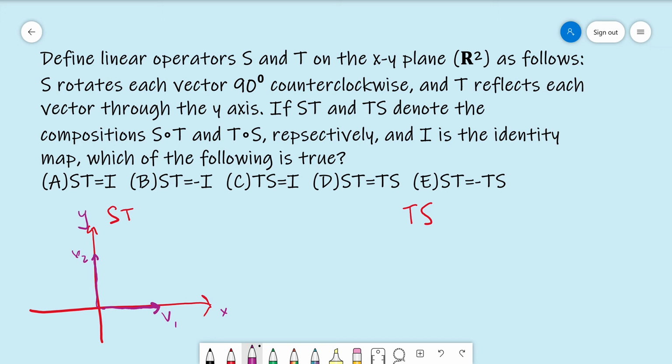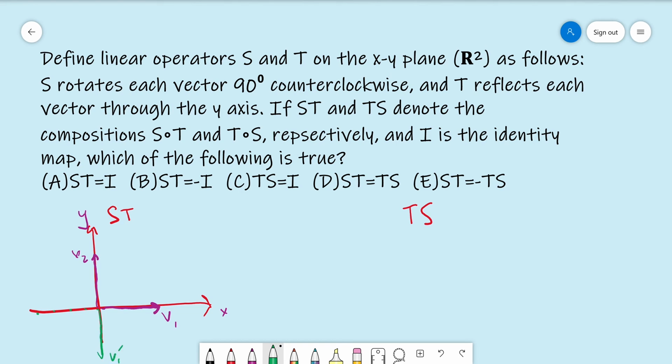Well, remember, when you're composing, first you have to perform T. You go from right to left. First perform T and then perform S. So T is a reflection through the y-axis. So if we reflect V1 through the y-axis, it'll end up over here. And then we have to rotate 90 degrees counterclockwise. That's what S does. So we're going to end up with the image of V1 over here. Let's call that V1 prime.